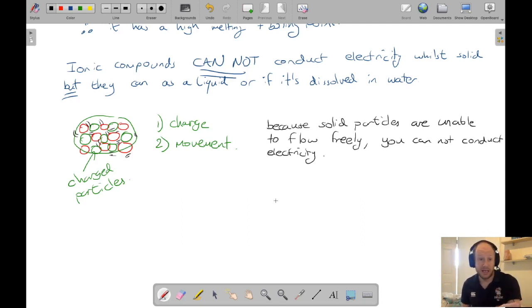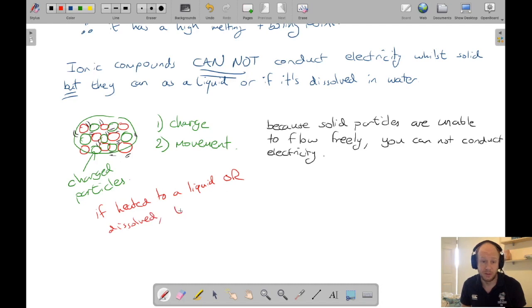However, if we heat this up and I make it into a liquid, so if heated to a liquid or dissolved, the particles will be free to move and therefore will conduct electricity.